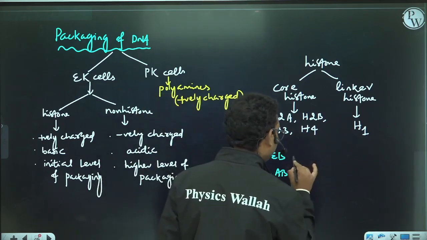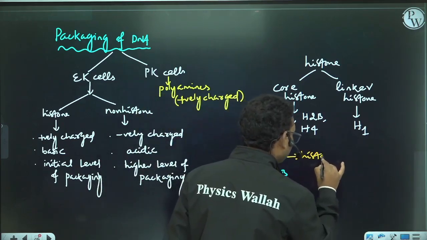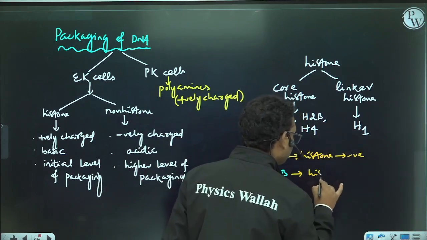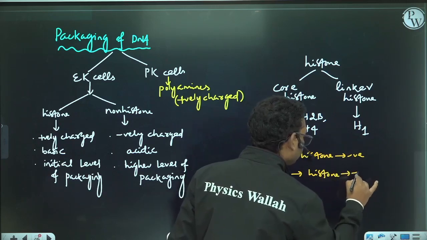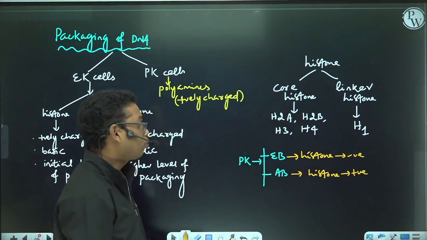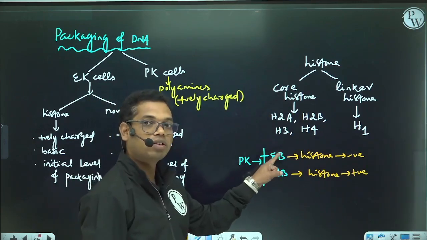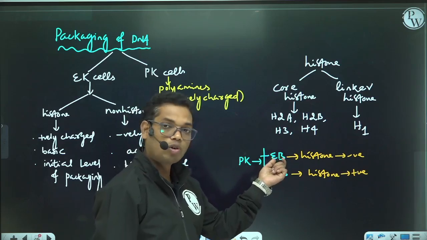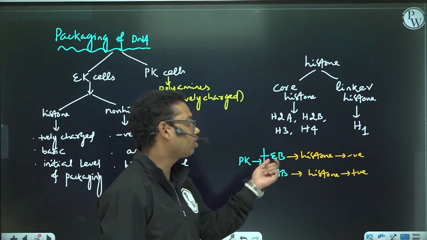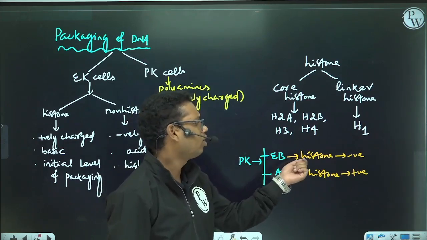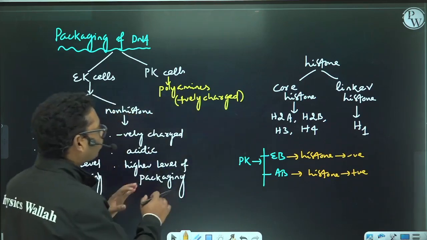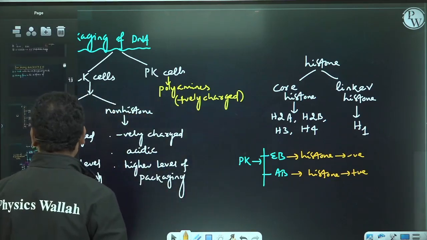In case of eubacteria, the histone proteins are absent, whereas in archaebacteria, the histone proteins are present. Whenever a question is asked about prokaryotes, you have to think with respect to eubacteria, because the common group is eubacteria. That is why you will say histone proteins are absent. Clear? Very nice.